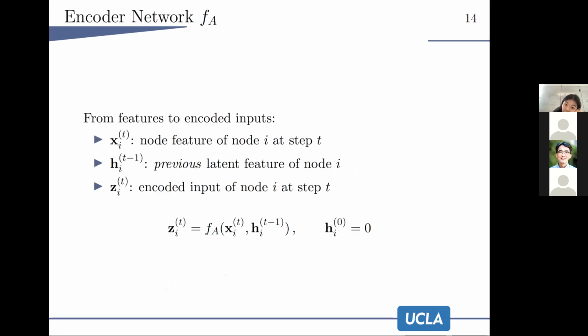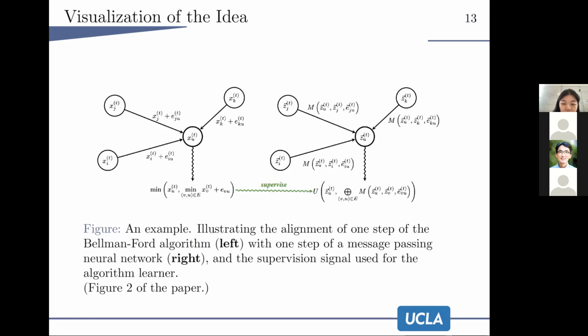And Patricia, can you elaborate on that part? How can we utilize this intermediate signal to supervise the message passing neural network? Can you elaborate more? This is okay.